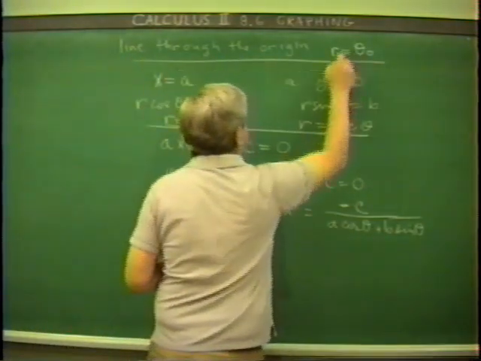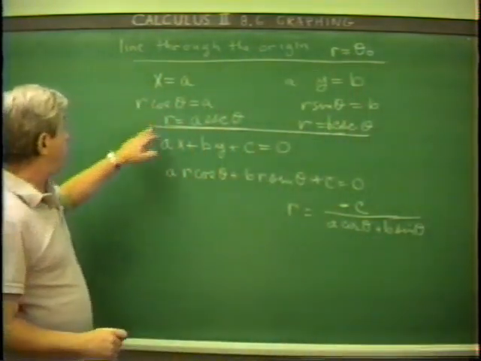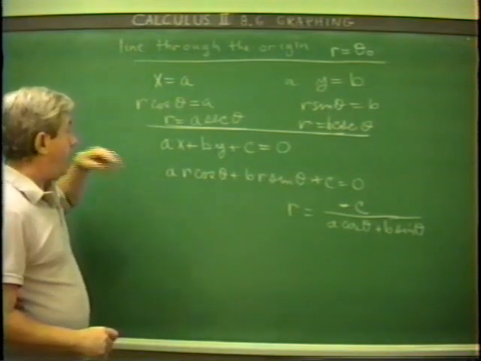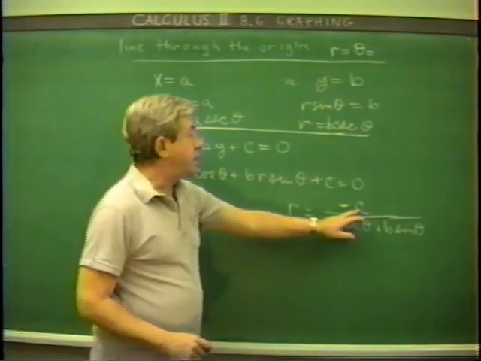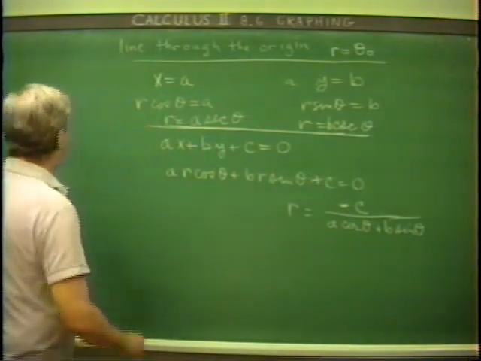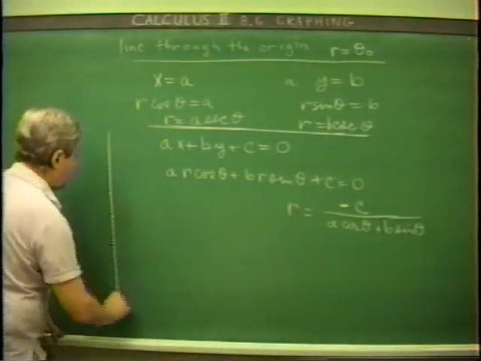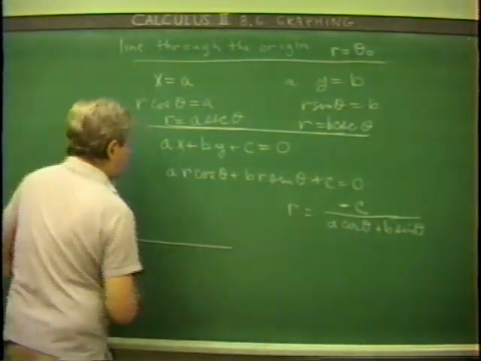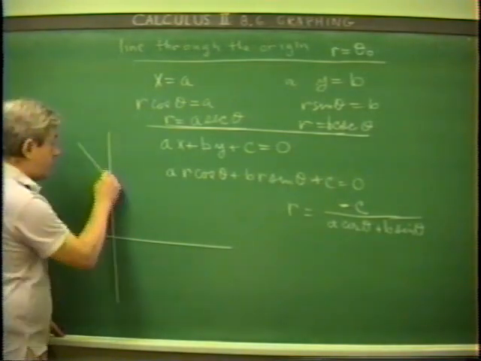Right? This is a specific case of this. This is a case sort of unto itself here. But this is a specific case of this. And here in general, when you've got something like a constant over a cosine theta plus b sine theta, you're dealing with a line. Let's take a look at how that line gets graphed.